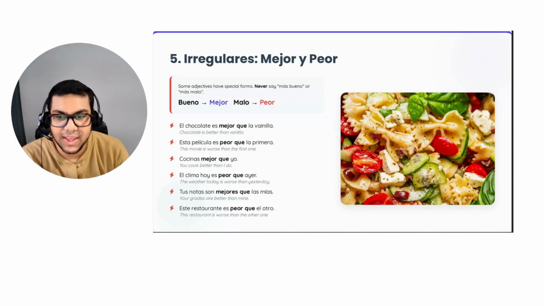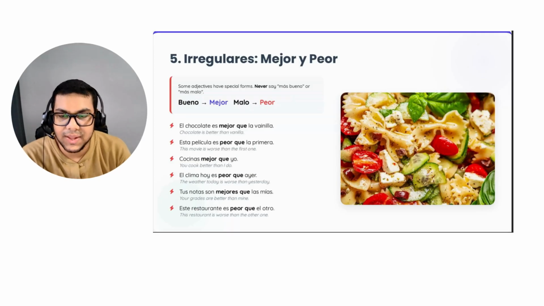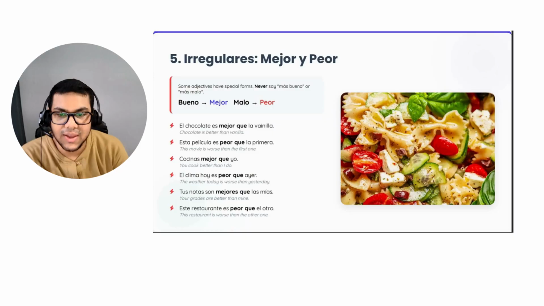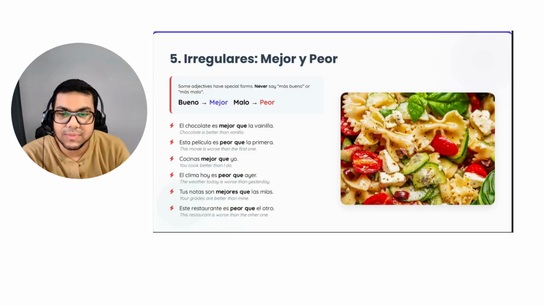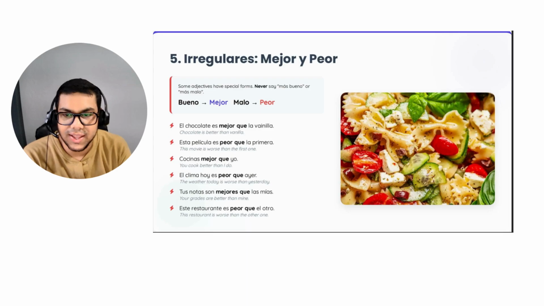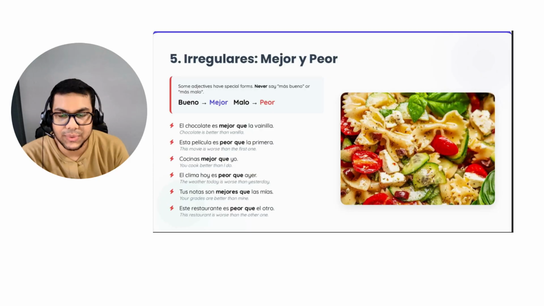Mejor que. El chocolate es mejor que. It's better than. Esta película es peor que la primera. This movie is worse than the first one. So, peor que, worse than. Cocinas mejor que yo. So, again, you could use this with verbs as well. You cook better than I do. Cocinas, you cook mejor que, better than yo.